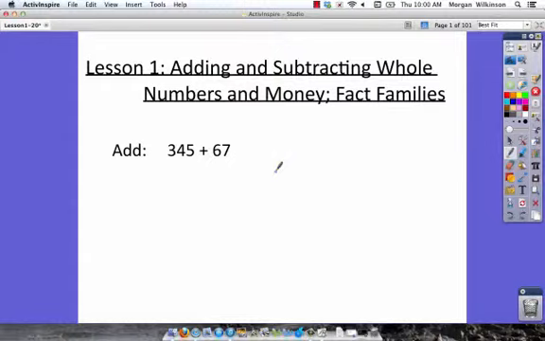Lesson 1. Lesson 1 is about adding and subtracting whole numbers and money and fact families. Now for this lesson, make sure you stop on each slide afterwards. You can pause the video so that you can take notes as we go through each different slide. Now, we're going to begin.